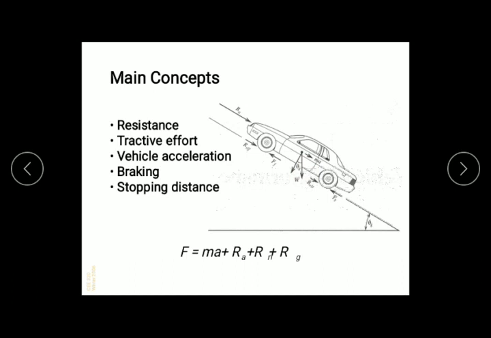Then the rolling force which is acting on the tire wheels. Then the friction force acting between the tire surface and the road surface. Then the grading force, that is the slope force acting on the car. The acceleration force Ma will act on the car. Then the air resistance Ra will act on the car.